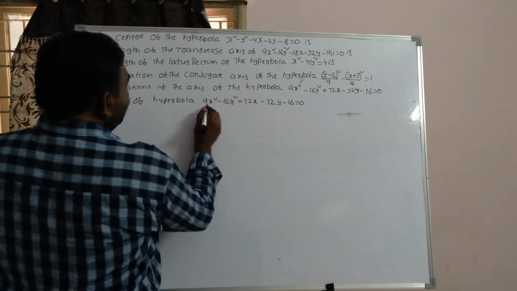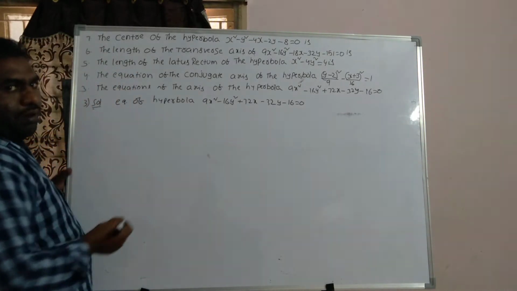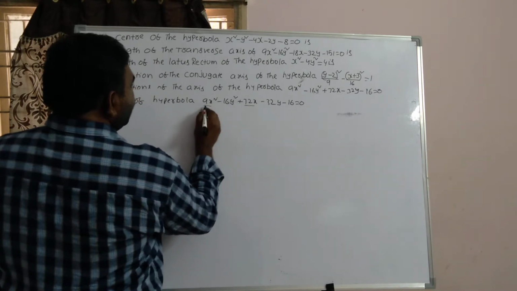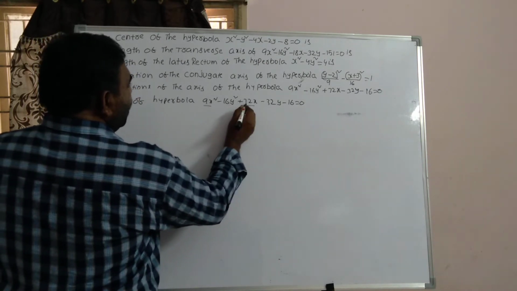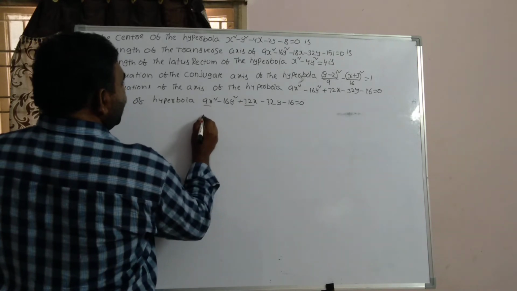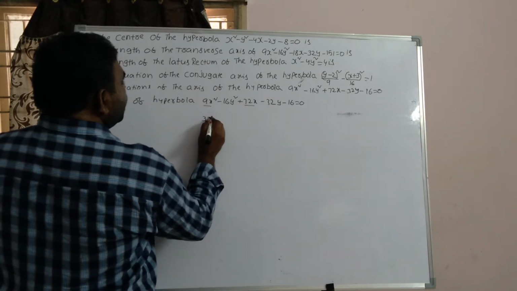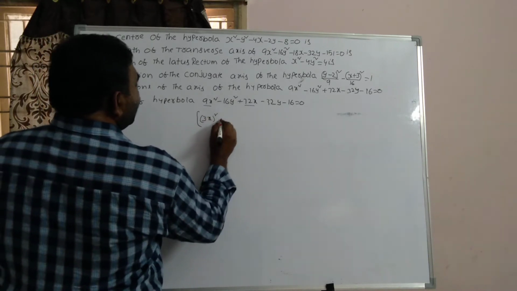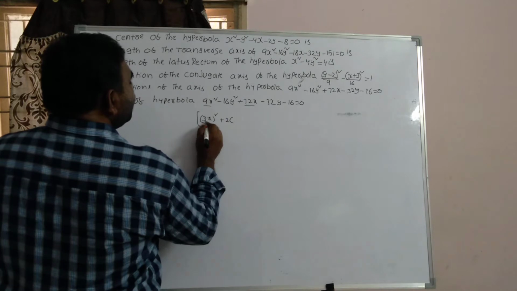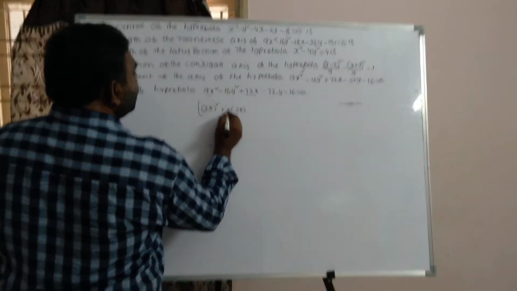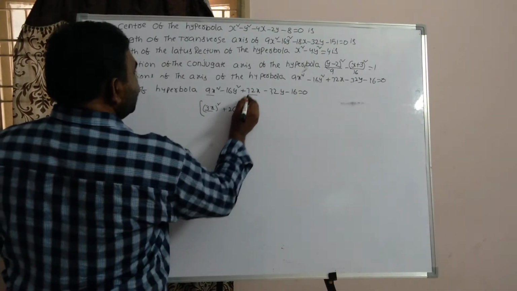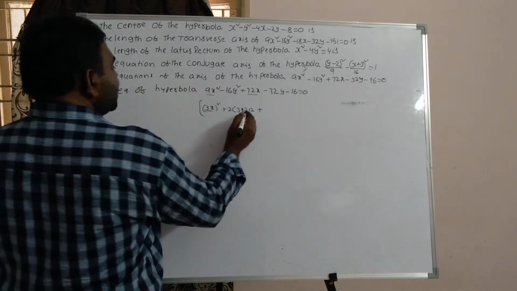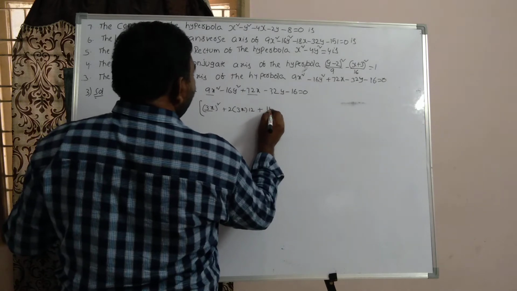First of all, it can be written in the hyperbolic form. So here 9x square there, 72x there. It can be written in the form of a plus b whole square. So here 3x whole square, that means a square, plus 2 into a means 3x, 2 3s are 6x, 6 into 12, 72x, plus b square means 12 square, that means 144.